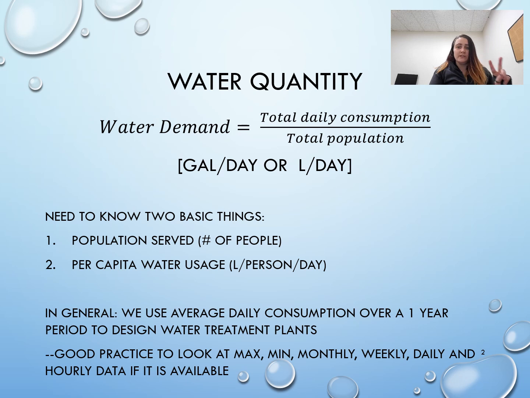So there's two basic things that you need to know when it comes to water demand. You need to know the population served, the number of people, and you need to know what's called the per capita water usage, so the number of liters per person per day that is used in a specific population. So in general, we use average daily consumption over 1 year to design water treatment plants. But it's also good practice to look at the maximum, the minimum, and look at monthly, weekly, daily, and hourly data if it exists. It doesn't always exist for every population that we design for. So good practice to use average daily consumption over a year, and then if we have more granular data, we use that.